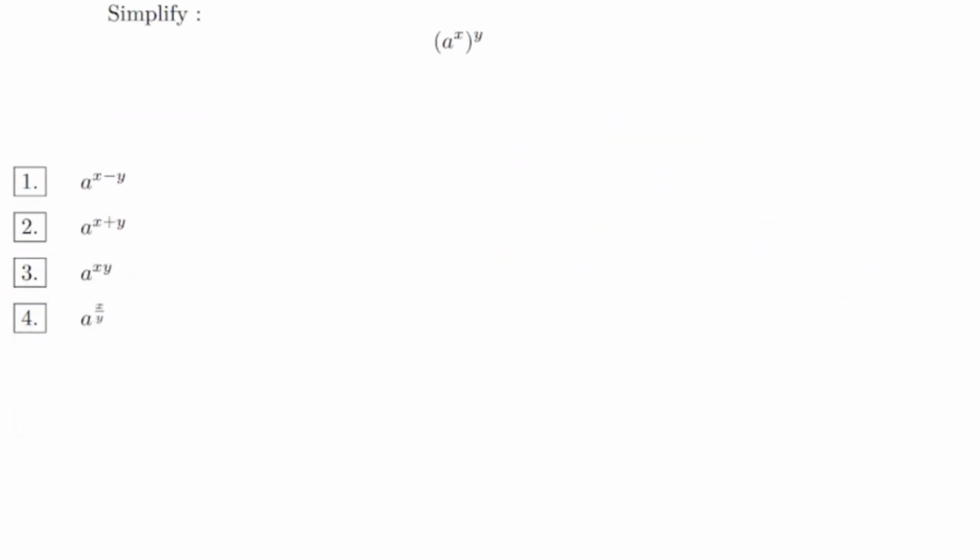So simplify a to the power x, all raised to the power y. Well, it's not much of a simplification. You just have to acknowledge that this is equal to a to the x times y, or a to the power xy. So it's not much of a simplification.